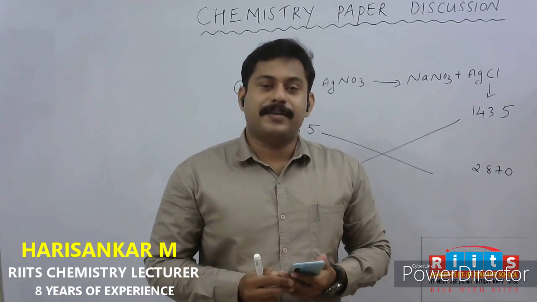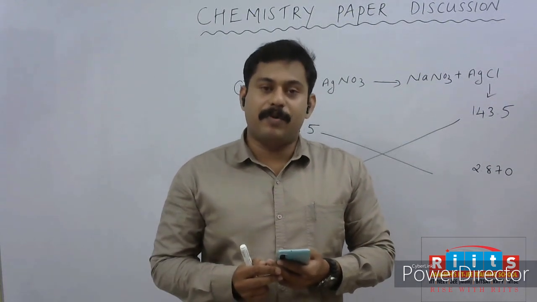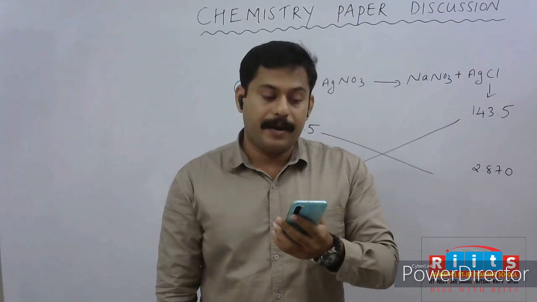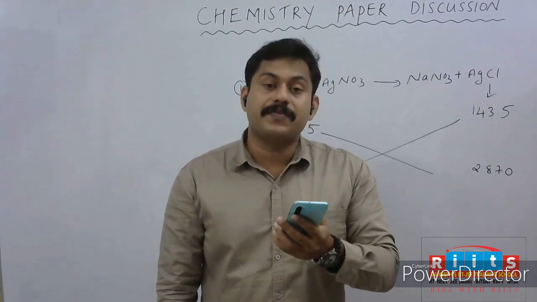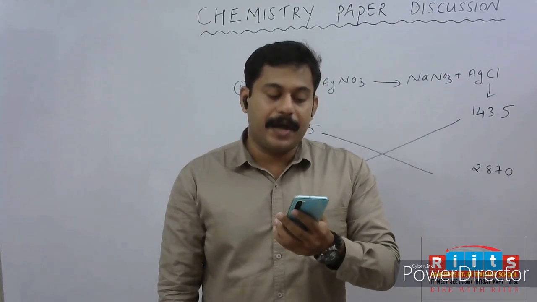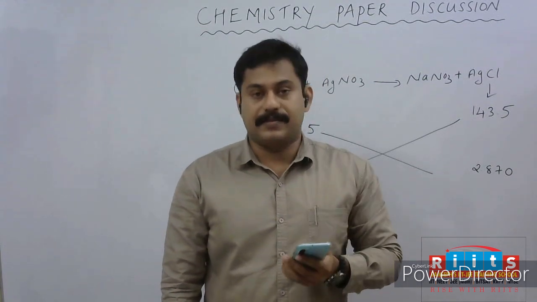So let us discuss the chemistry 45 questions, right? So I'll read question number 1. 1.2 gram of a sample of sodium chloride when treated with the excess of silver nitrate solution gave 2.870 gram silver chloride. The percentage purity of the sample is.